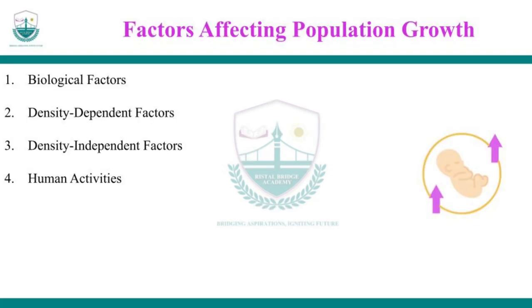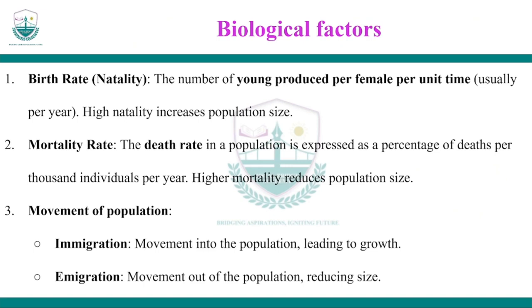Now, let's look at the core factors that influence population growth. We can group these factors into biological, density-dependent, density-independent, and human-induced categories. Let's explore them one by one. First, let's talk about biological factors, specifically birth rate and mortality rate.